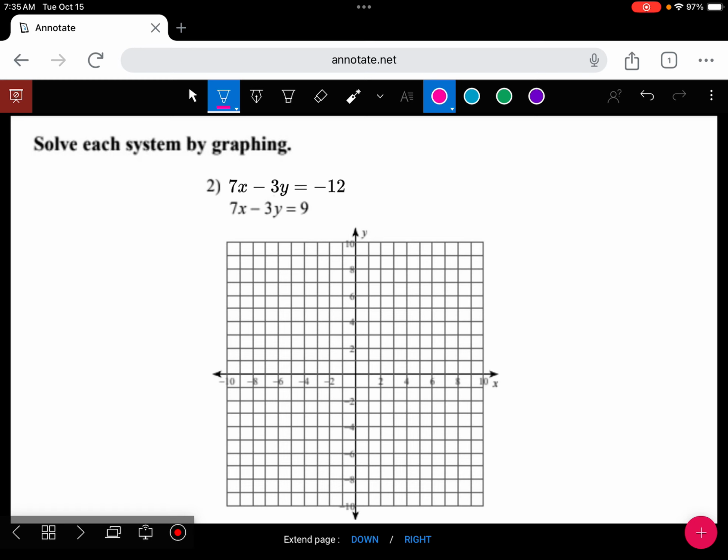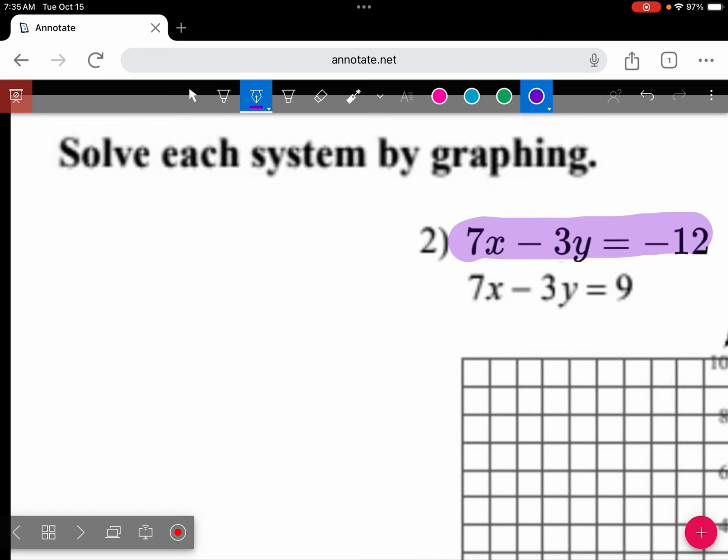So I've got 7x minus 3y equals negative 12, and 7x minus 3y equals 9. Very same vibe. I'm going to take this top one, my 7x minus 3y equals negative 12.